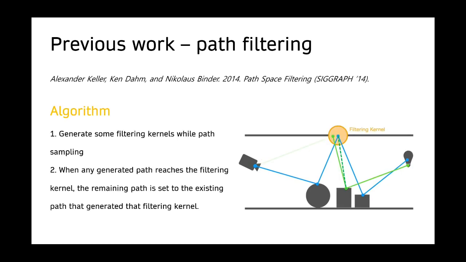Path filtering generates a filtering corner, where the corner is a series of heuristics chosen to reduce bias. When any newly generated path reaches the filtering corner, the remaining path is set to that of the existing path that generated the filtering corner. As the vertices are close, we can forego expensive re-evaluation at the cost of introducing a controllable amount of bias.